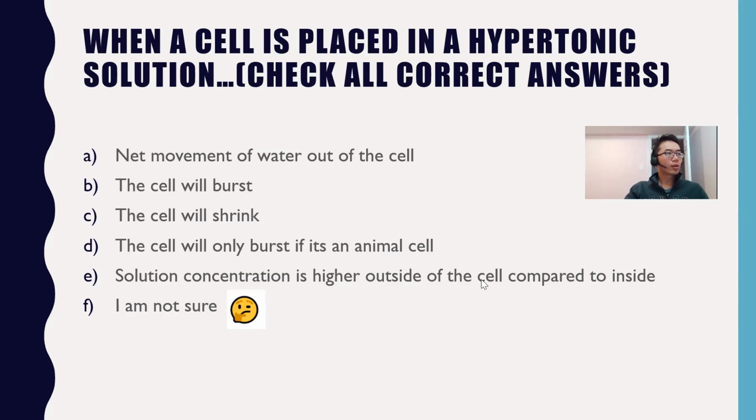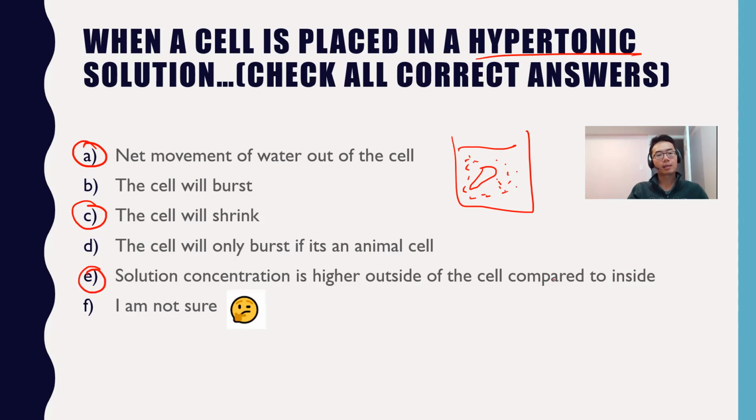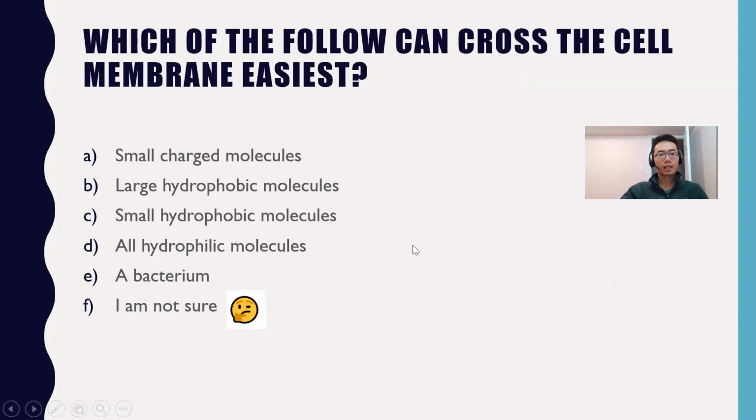Okay, so we have answers all over the place. Let's see. This is a hypertonic solution. Hypertonic means the cell is placed in a solution that has more solute outside. So net movement of water will be out of the cell. The cell will shrink, plasmolysis. That's the term for it. And the solute concentration is higher outside compared to inside. The answer is A, C, and E. Yeah, we tried this one as well.